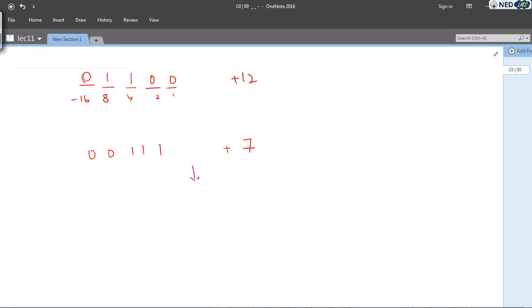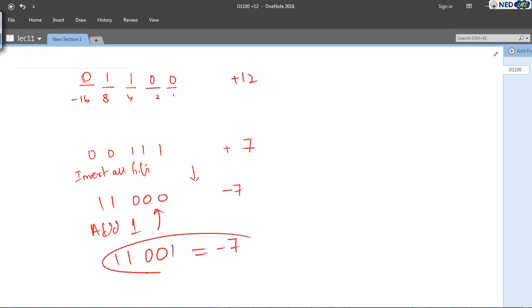If I need to convert it into -7, what I need to do is invert all the bits, so I get 1 1 0 0 0, and then add 1 to this number, so I get 1 1 0 0 1. So this is equal to -7 in binary format.